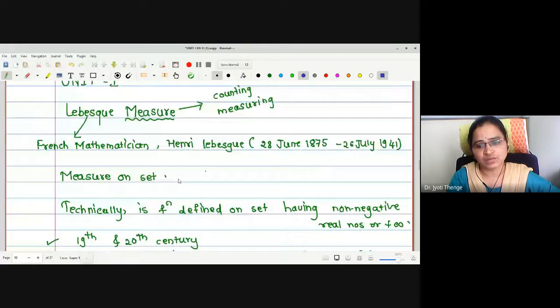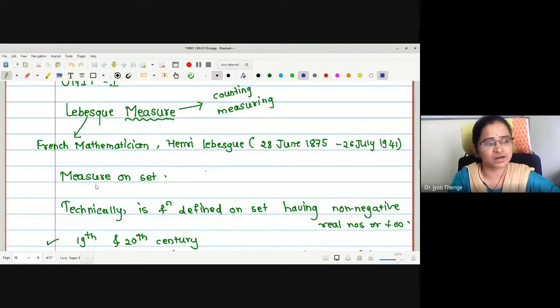And for the first time he gave the notion that whatever the length of an interval is, this cannot be used for an arbitrary set of real numbers. Therefore, there is a need to have a generalization of the length of an interval to some measure of a given set. Therefore, this measure concept was introduced by Lebesgue. That's why it was called the Lebesgue measure.